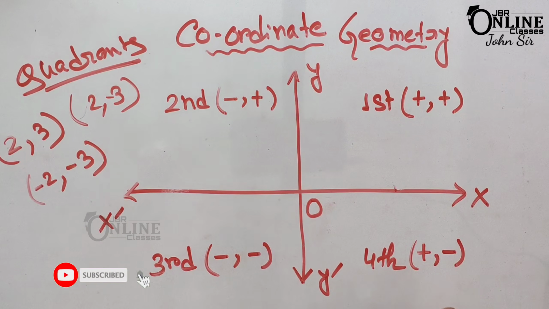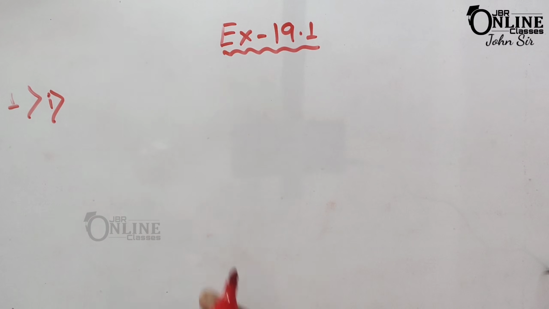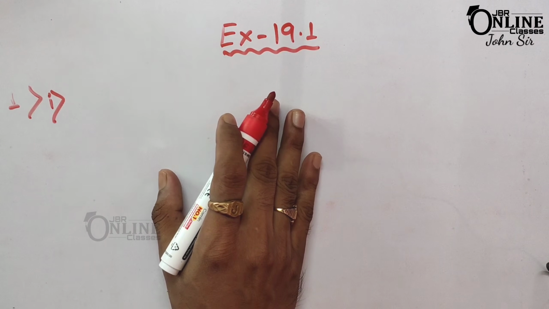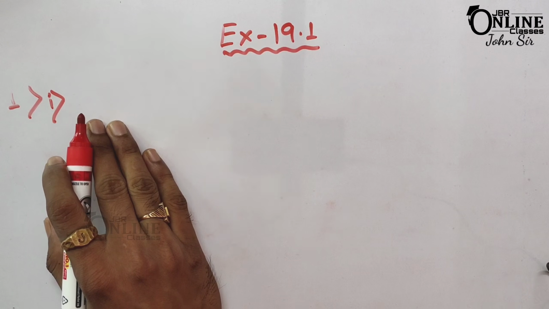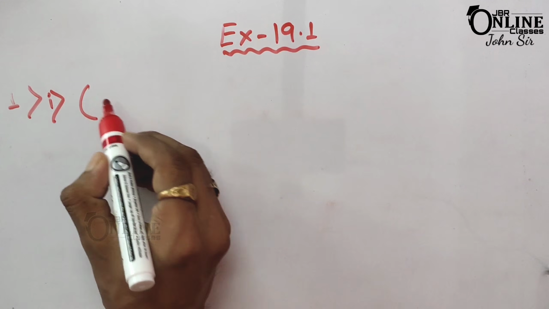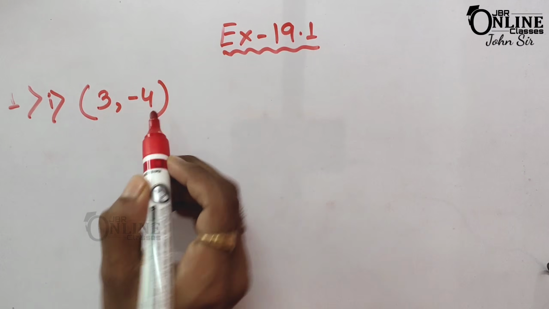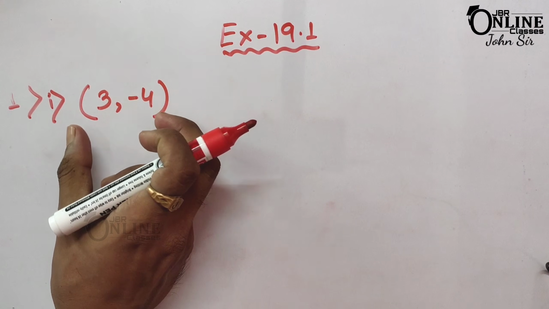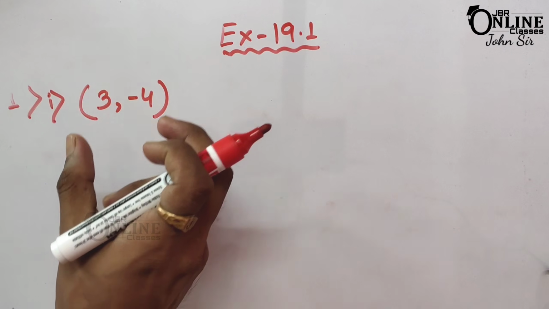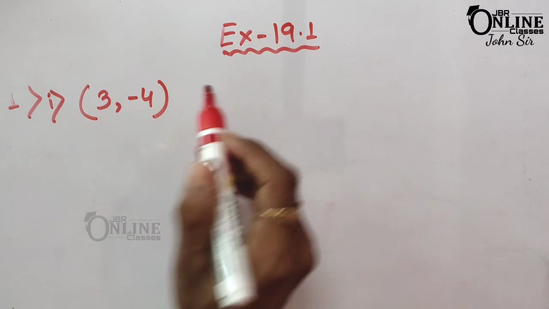Okay, so I hope you have no problem. Now I am going to start the exercise problems. Exercise 19.1, sum number 1: find the coordinates of the point whose abscissa is 3 and ordinate is -4. Abscissa means the first component, that is 3, and ordinate means the second component, so -4. Always remember to write this in a bracket, and the two numbers will be separated by a comma.